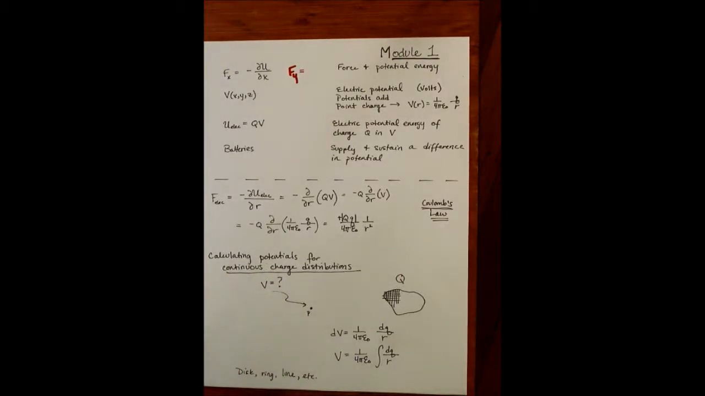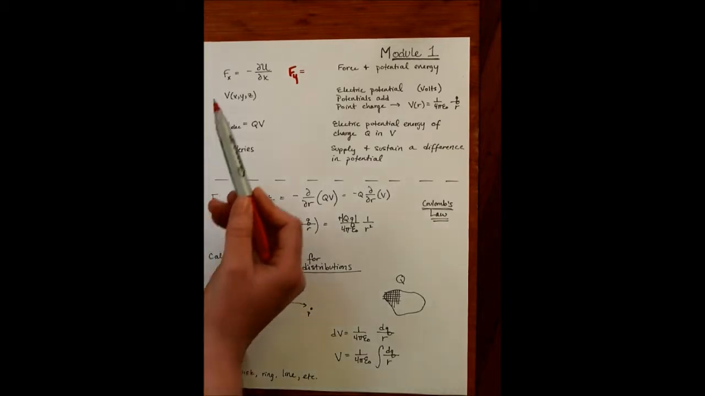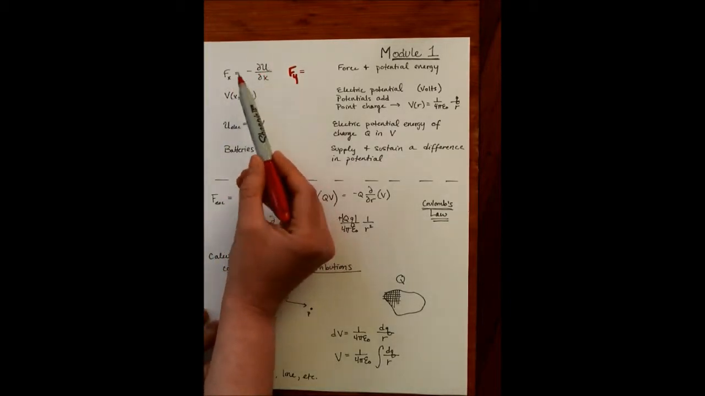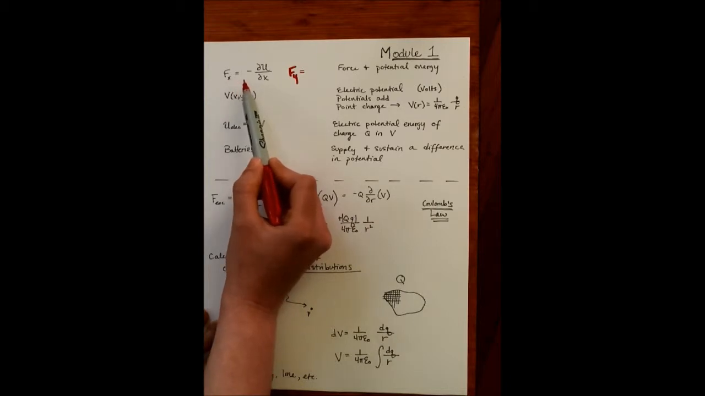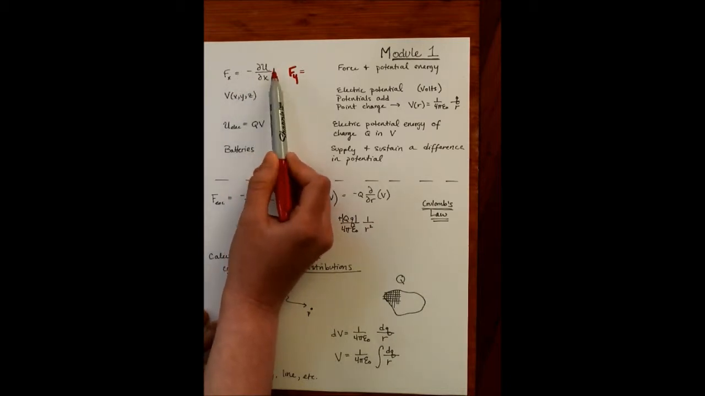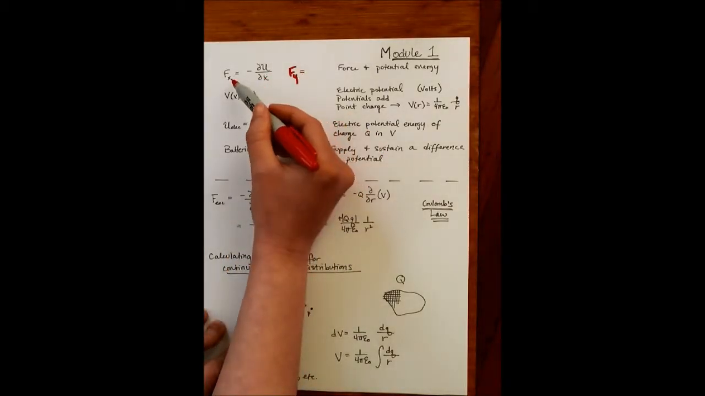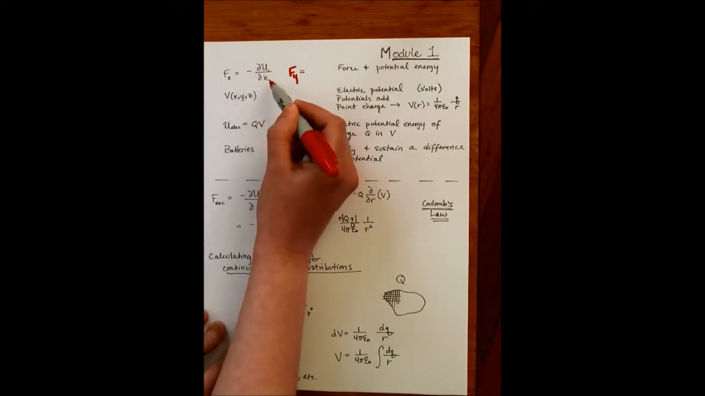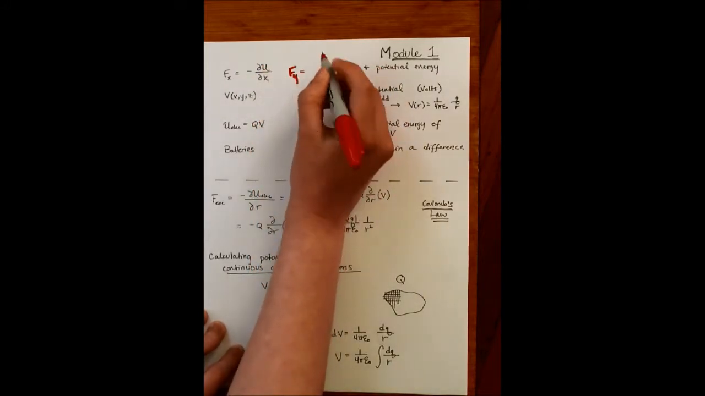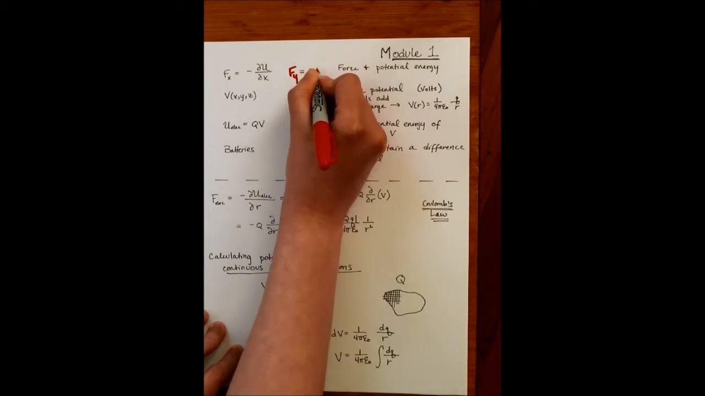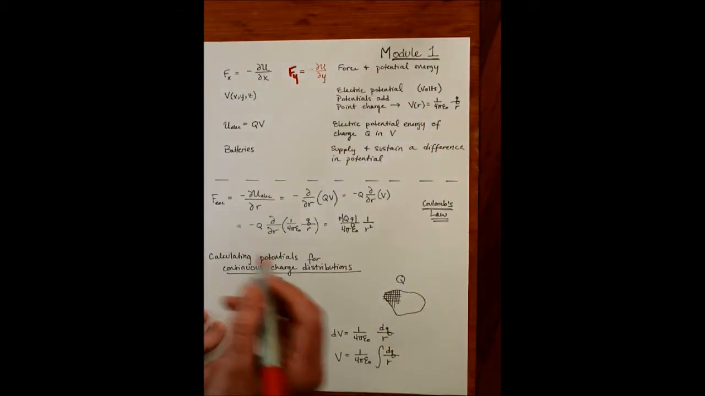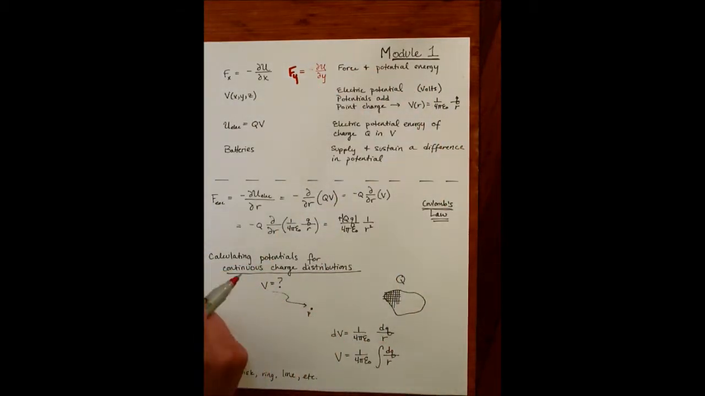Okay, so here's a quick review of Module 1. The first thing we learned in Module 1 is actually a review of last semester, and that is that the component of the force in a given direction is equal to minus the derivative of the potential energy in that direction. So here I have the x component of the force is minus dU/dx, and if I wanted to know the y component, it would just be minus dU/dy.